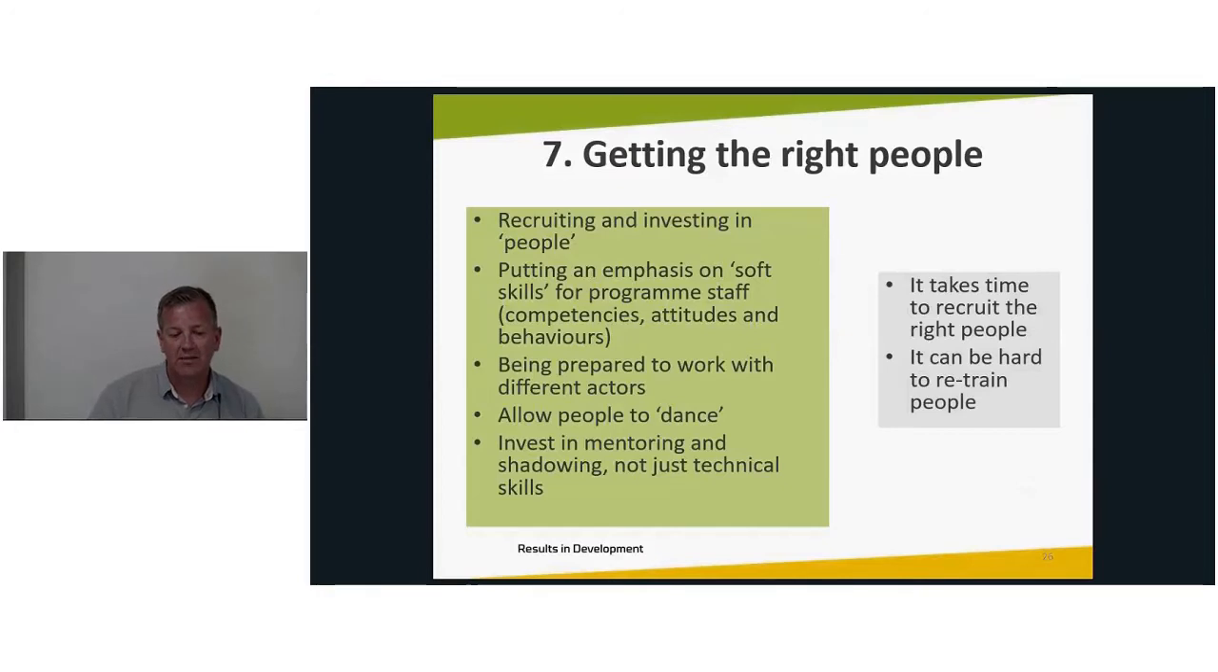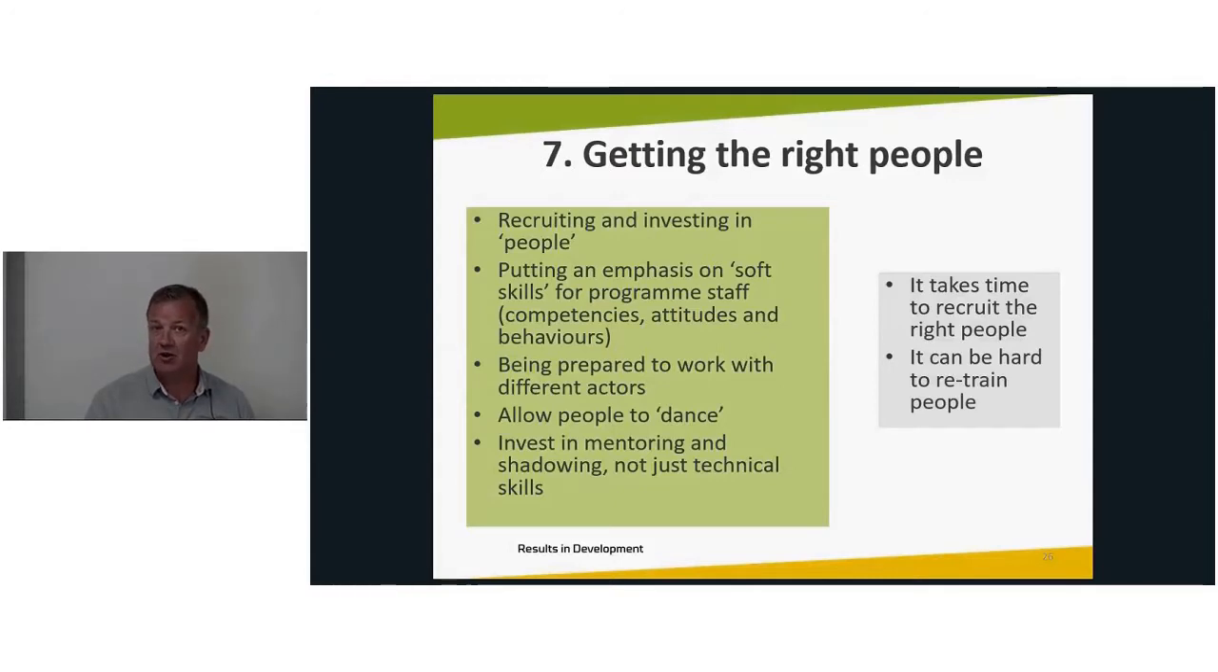Point 7, so my 7th learning lesson, is getting the right people. And we saw this very much in Pyoe Pin. We've seen it in Nigeria, we've seen it in Tanzania, and in Uganda. In all of the cases, this is critical. You need to recruit and invest in getting the right people. You need to put an emphasis on soft skills, things like emotional intelligence. You need to think about competencies, attitudes, behaviours, people who can work politically with a small p, not a big P. You need to be prepared to work with different actors. You need to allow people to dance, which is an example from Pyoe Pin in Myanmar. And you need to invest in mentoring and shadowing.